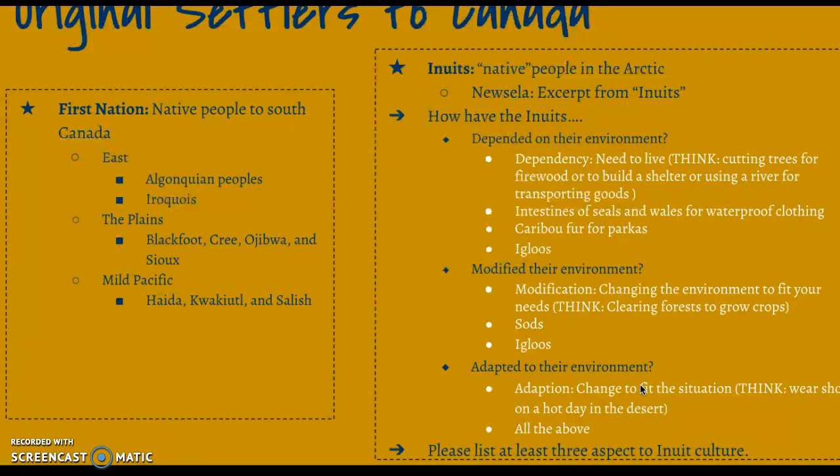tent. They modify their environments by creating igloos. It changes the environment. They modify their environment by creating sod houses, and they also modify their environment in the summer when they put the tents up. That modifies the environment around it because it will actually change the environment. Once they remove those tents, the environment will look different from there on out.